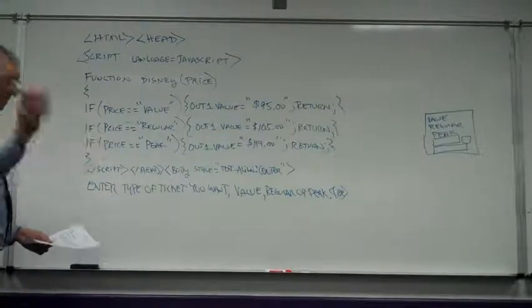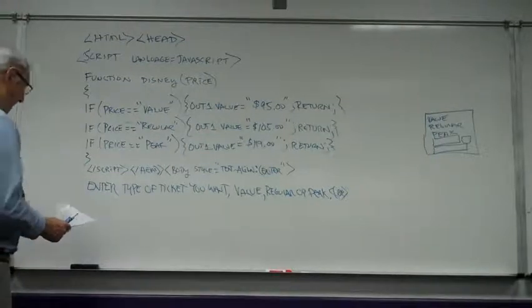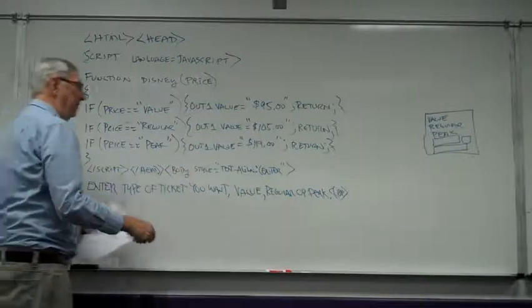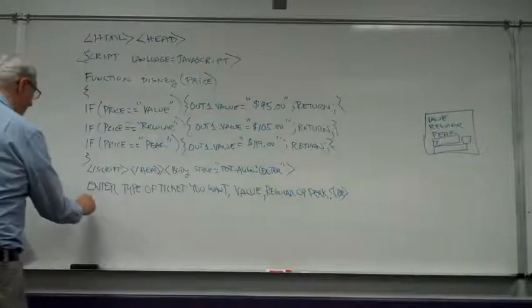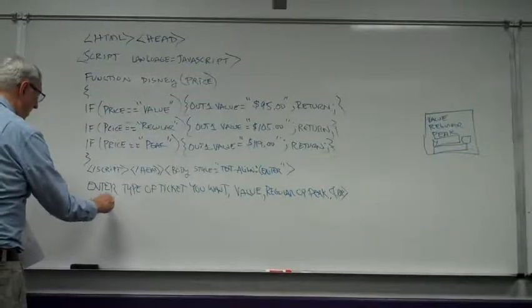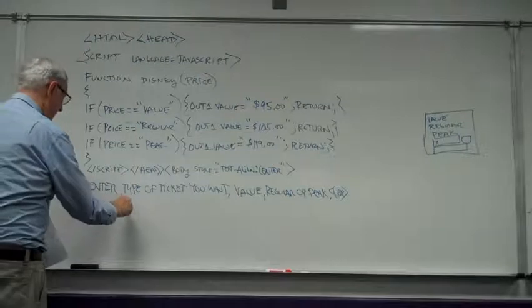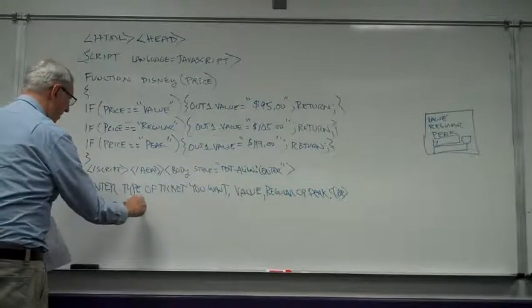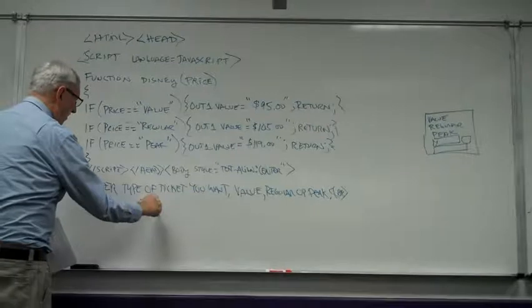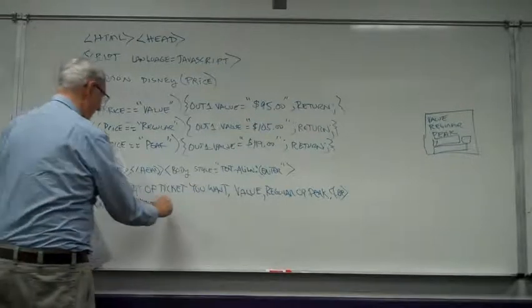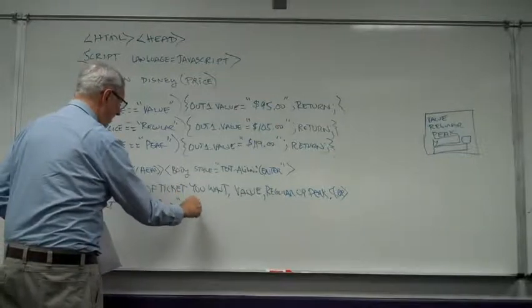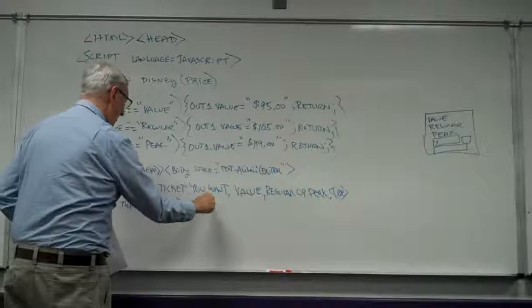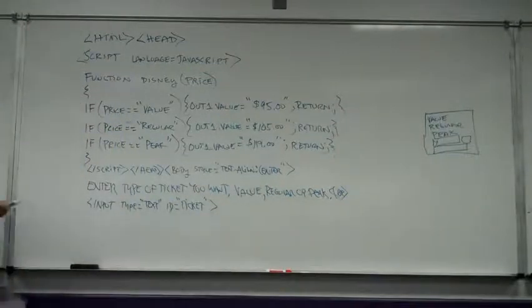It says what kind of ticket you want. It gives them value, regular, peak. Then you've got to give them the input area where they type it in. You've got to give them this right here. So you say input, type equals text, and ID equals, let's call it ticket. So there it is. So now you have an input and we call it ticket. So they just type in one of those words and it's called ticket.